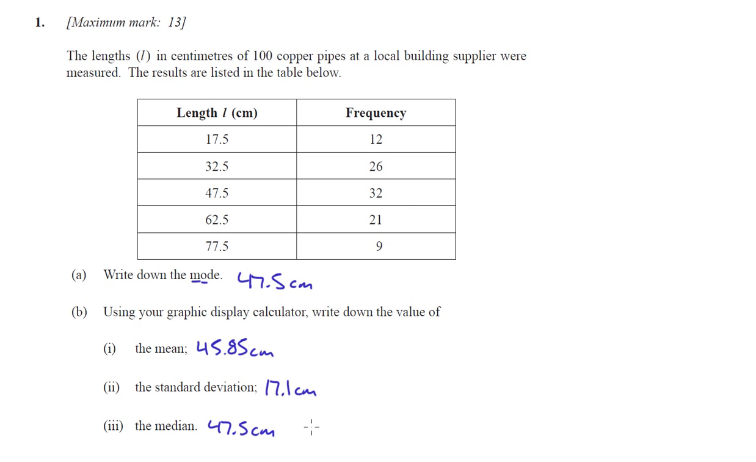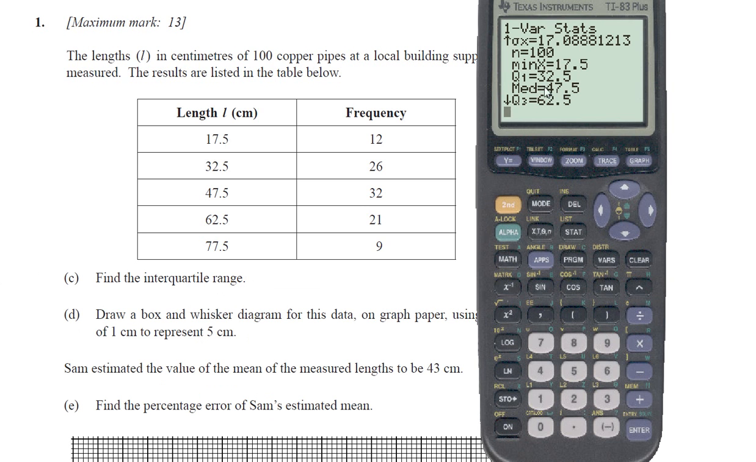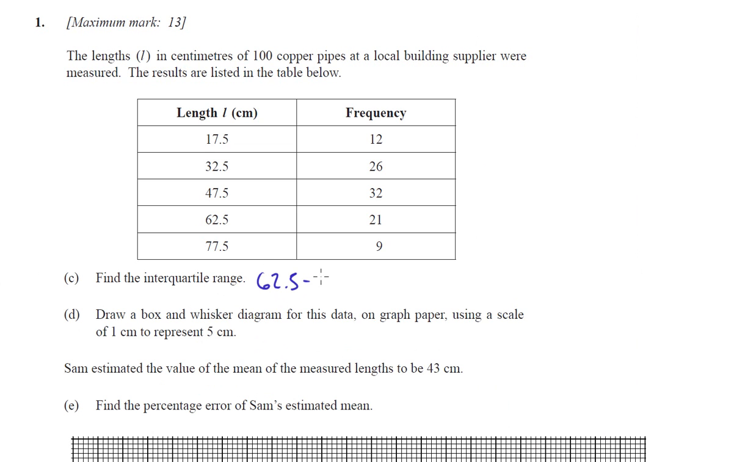Okay, and then it continues on. Next part is find the interquartile range. The interquartile range is quartile 3 minus quartile 1. So we are going to do 62.5 minus 32.5. And that's going to give us 30 centimeters as our interquartile range.